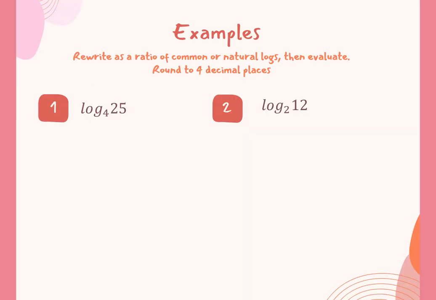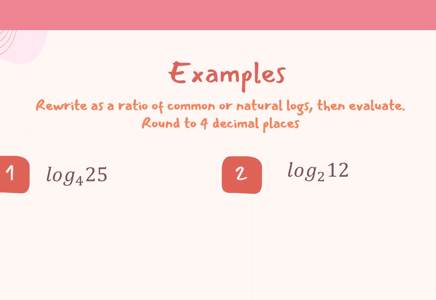It says rewrite as a ratio of common or natural logs, then evaluate and round to 4 decimal places. So the common log is log base 10, and the natural log is ln, or log base e. That's what that means. So the first thing we want to do is rewrite as that ratio of common or natural logs.